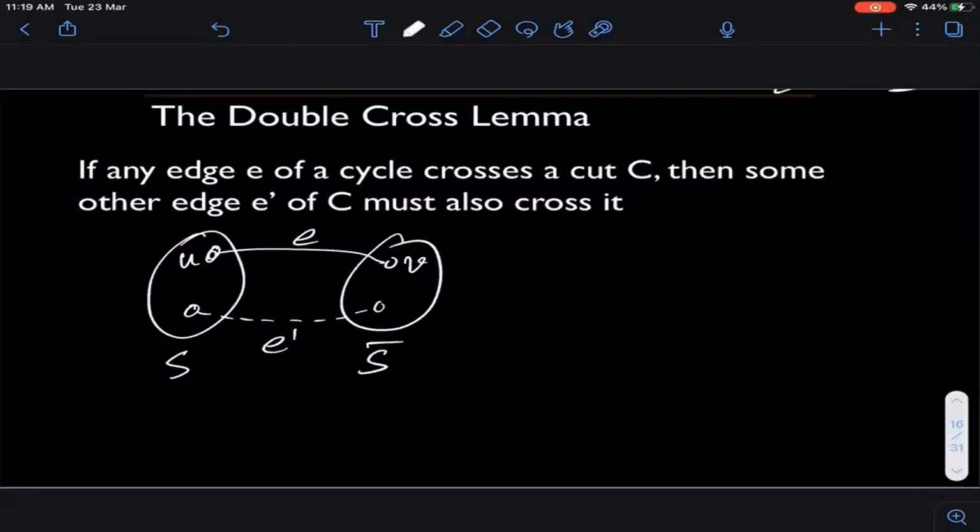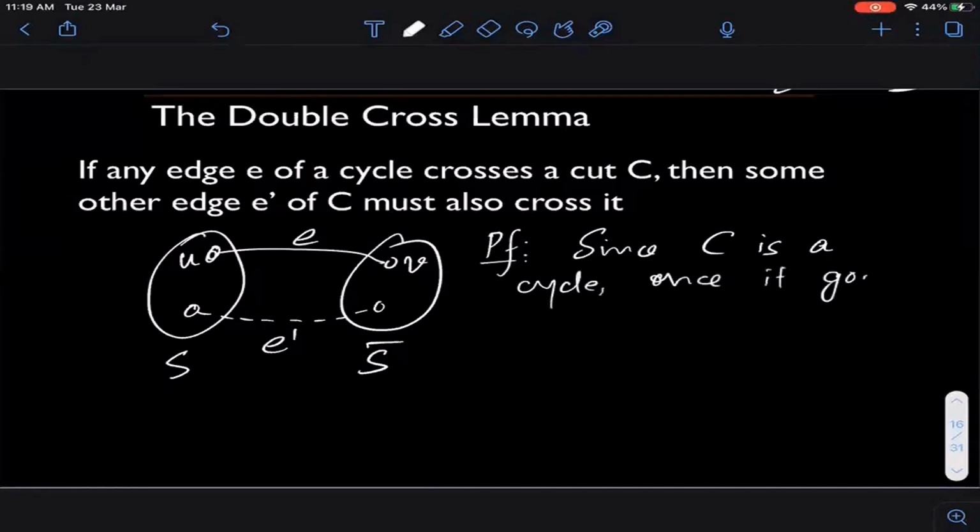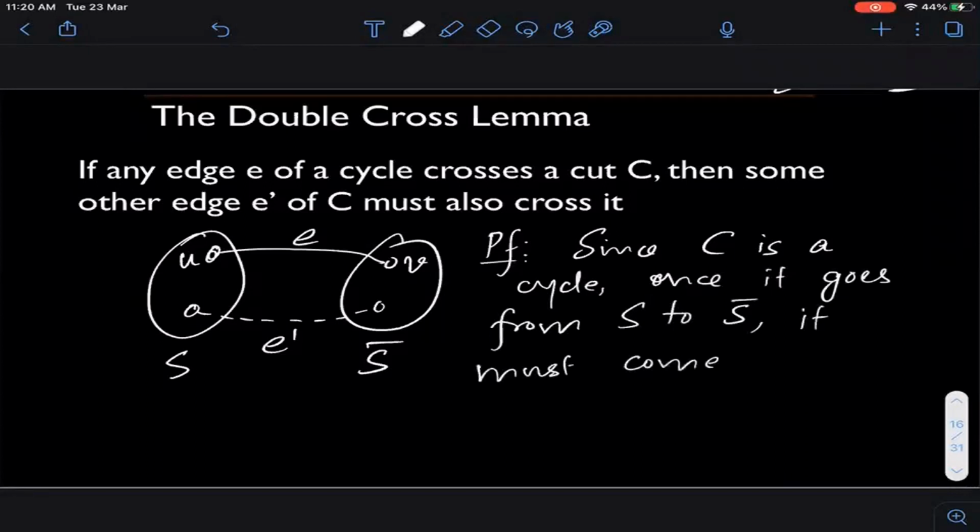Okay, so the proof is, since it's a cycle, once it goes from S to S bar, it must come back from S bar to S.